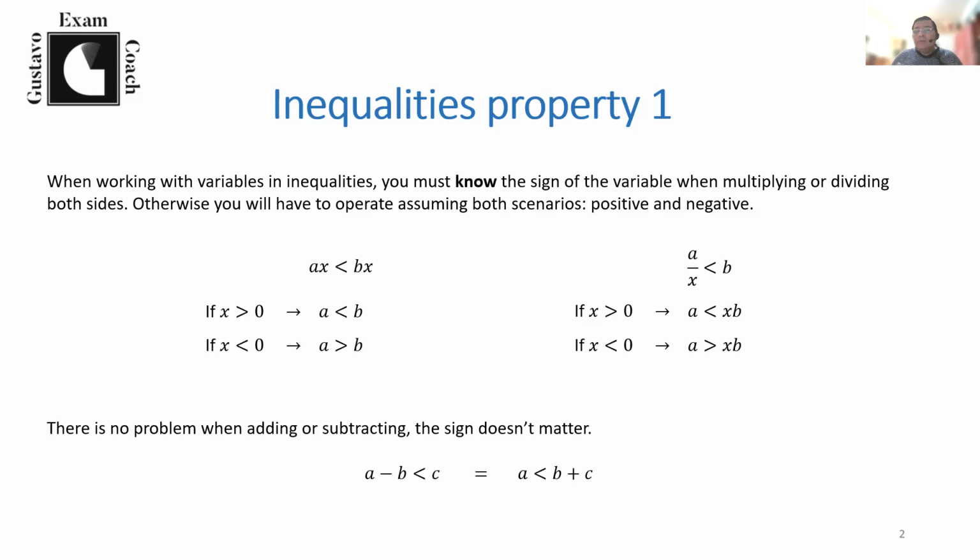When working with variables in inequalities, you need to know the sign of the variable when multiplying or dividing both sides. Otherwise, you will have to operate assuming both scenarios, positive and negative. Say, for example, I want to simplify this equation. Let's say that we have a times x equals b times x, provided that x is different from 0.